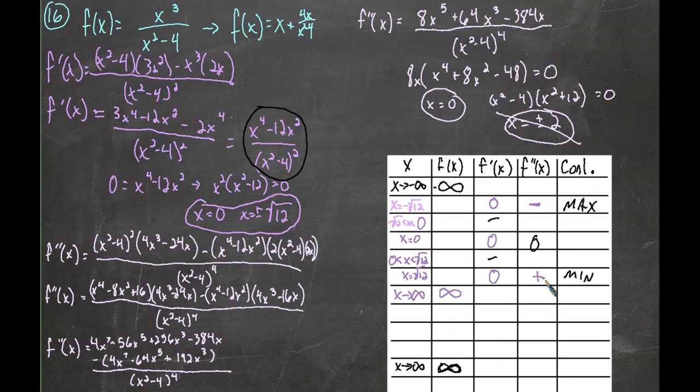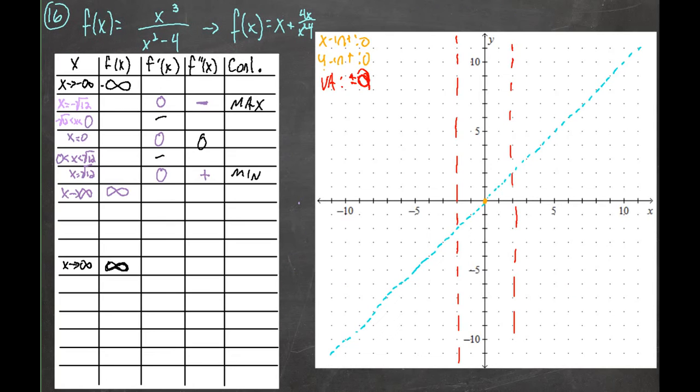Let's see, we have got everything we need. Let me just clear this up, and I'll bring you back. Alright, so we're all cleaned up, and we are looking at the stuff that we know. We have the slant asymptote, we have this x and y intercept, we have vertical asymptotes at plus and minus 2. We have a maximum at negative root 12.